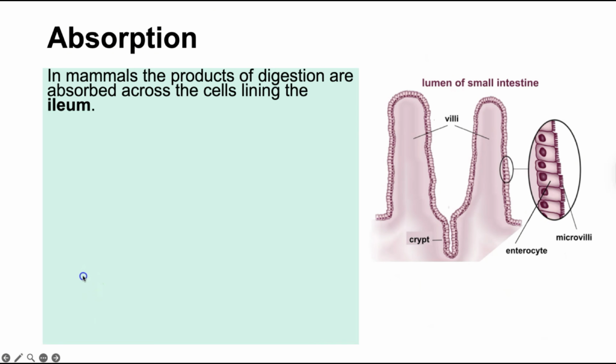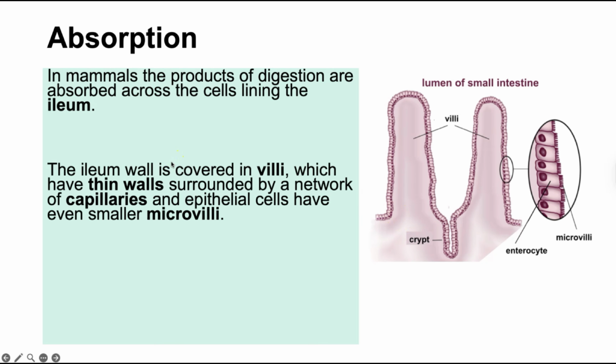Next then we move on to absorption. And in mammals, the products of digestion are absorbed across the cells lining the ileum, which is within the small intestines. So adaptations to increase absorption, and this is going back to this concept of this is an exchange surface, so we need to look for adaptations that increase the surface area, reduce the diffusion distance, and maintain the concentration gradient.